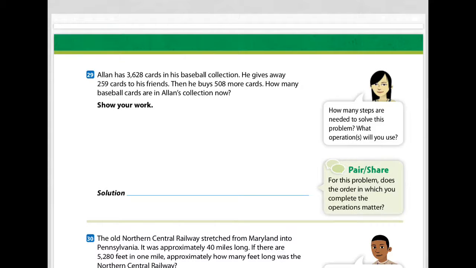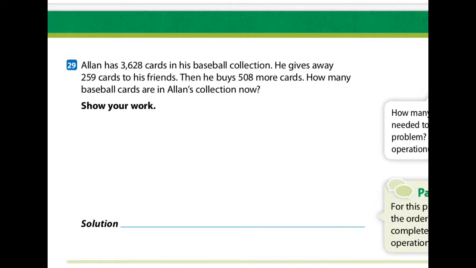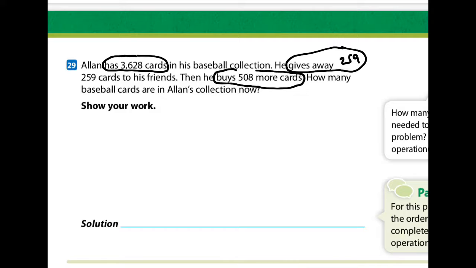All right, so let's check this out. It says, Alan has 3,628 cards in his baseball collection. So he has that many cards. He gives away 259 cards to his friends. So he gives away 259. I'm going to write the 259 up there so I can just circle that all together. Then he buys 508 more cards. How many baseball cards are in Alan's collection now?